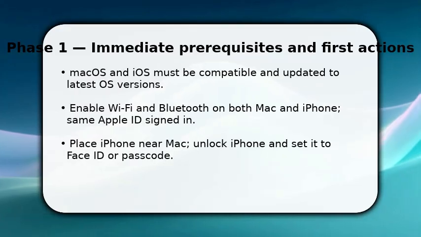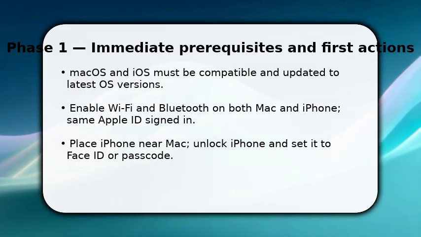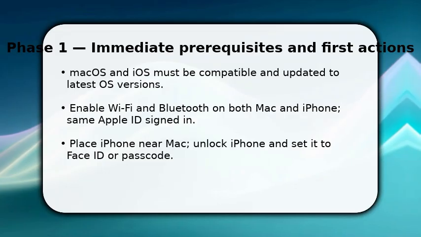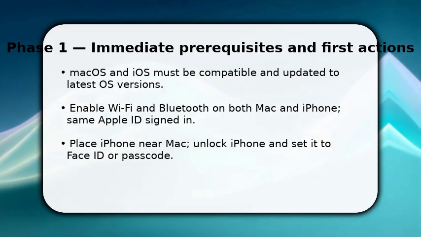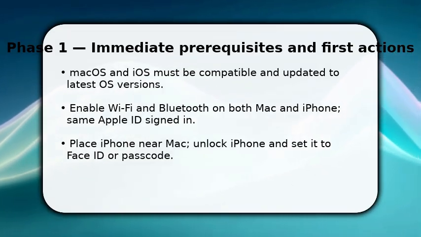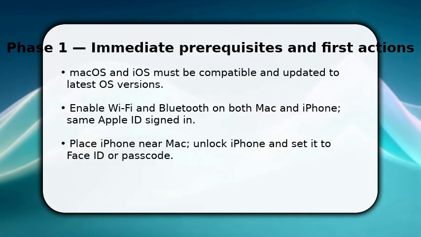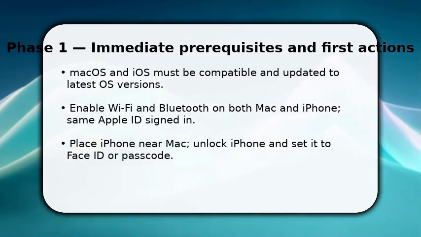You'll start by confirming compatibility and connectivity, then take the first actionable steps. On your Mac, open System Settings. On your iPhone, open Settings. Make sure both devices use the same Apple ID. This is essential for continuity features to authenticate.